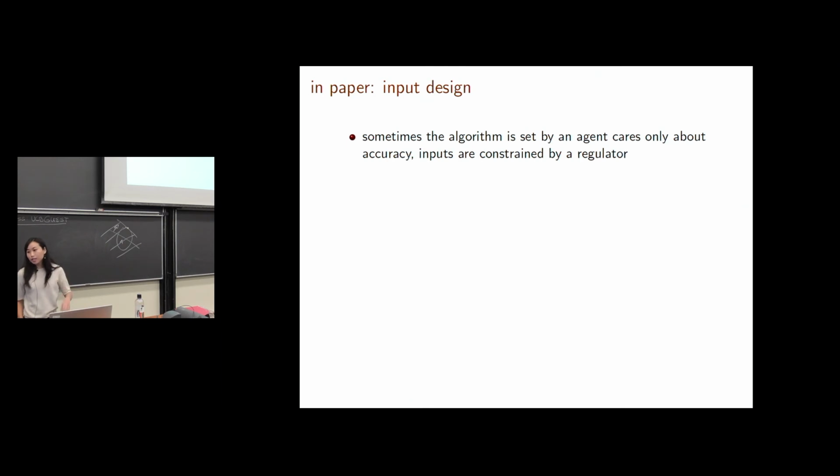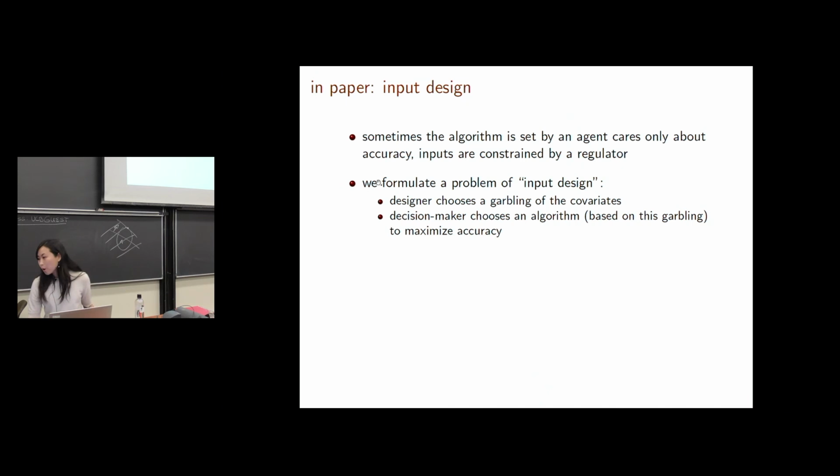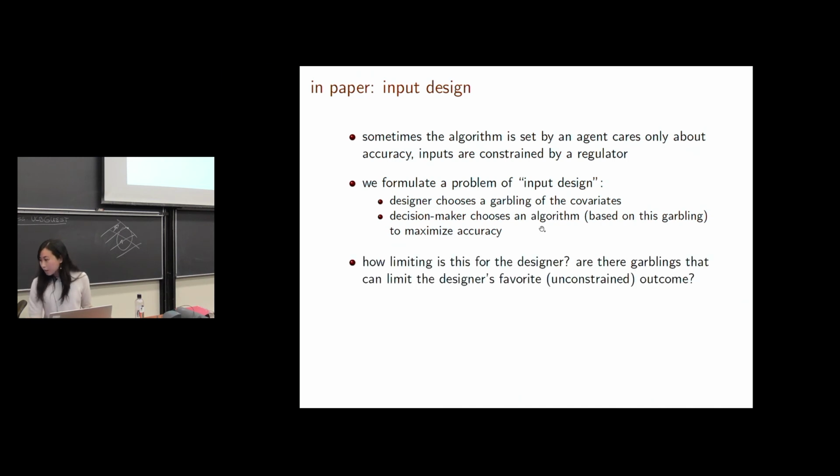And there's an agent out there, like a bank manager, who's going to actually choose the algorithm given the inputs that are permitted by the regulator. We're going to suppose that the agent only cares about accuracy. The regulator also cares about fairness. So the way that we model this, following the information design literature in economics, we suppose that the designer chooses a garbling of the covariate vector to make legal. The agent then chooses an algorithm that takes that garbling as an input, but again chooses the algorithm to maximize accuracy. And so we ask first, how limiting is this for the designer?